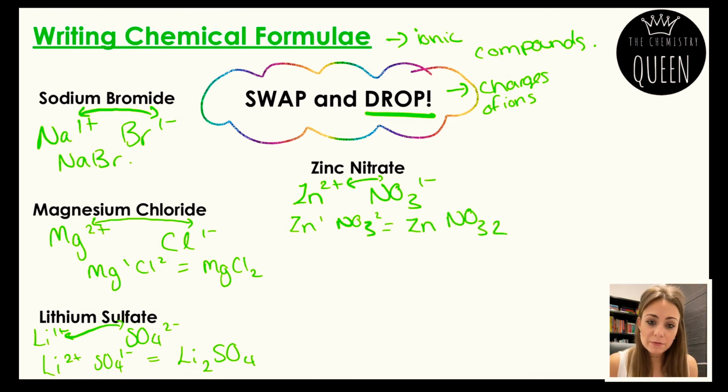Now, if I left the chemical formula like that, NO32, that is incorrect because it's suggesting that there are 32 oxygens. We haven't got 32 oxygens, we need 2 nitrate ions. So to give us 2 nitrate ions, or to represent that in a chemical formula, we have to put the brackets round so that we know we have 2 of the NO3s and not 32 oxygens.